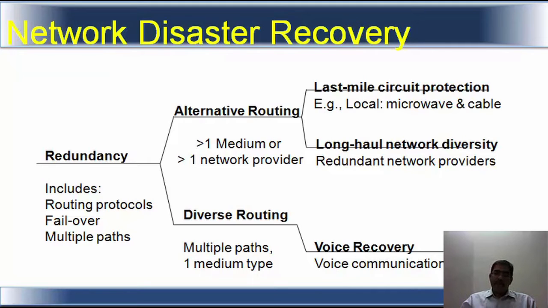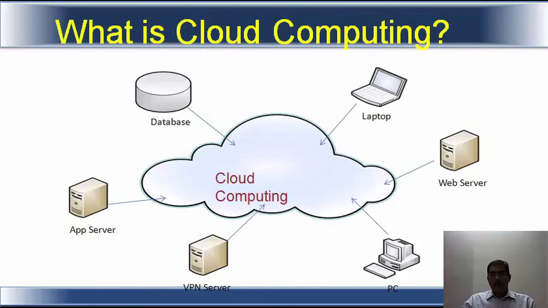Then last mile protection. If everything else fails, you have microwave or cable. You have long haul network diversity, that is, redundant network service providers. Then voice recovery, voice communication backup. So with a little bit of RAID and network disaster recovery, we'll conclude this and go to cloud computing, where we'll discuss different modes of BCP.